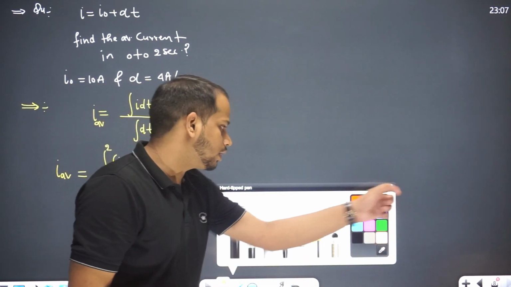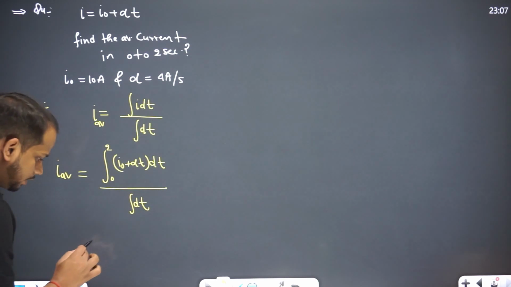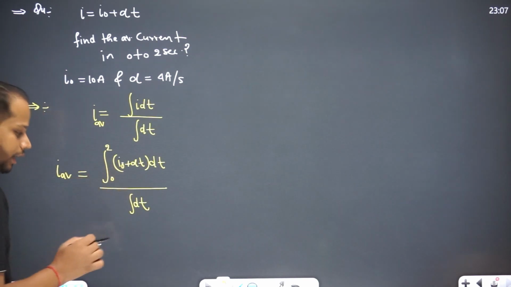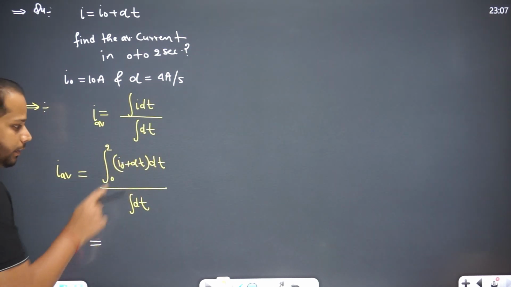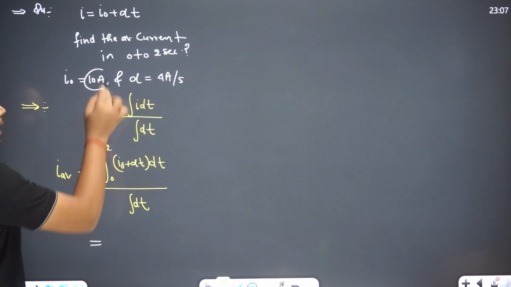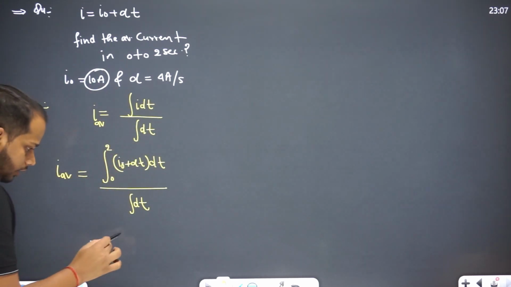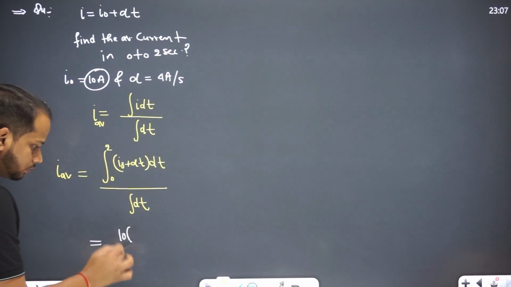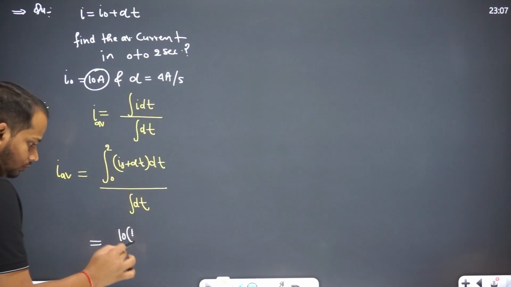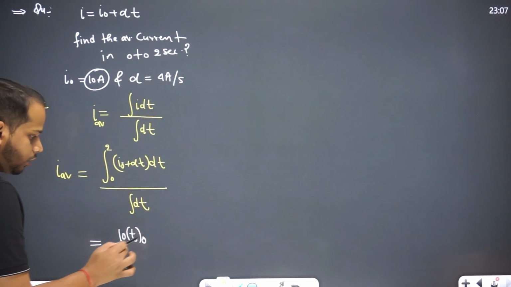So let's see what the result is here. This is integration of I naught. Can we integrate it separately? I naught is a constant. You can say it's 10 ampere. So this is 10 into integration dt, which is t. What is the limit?